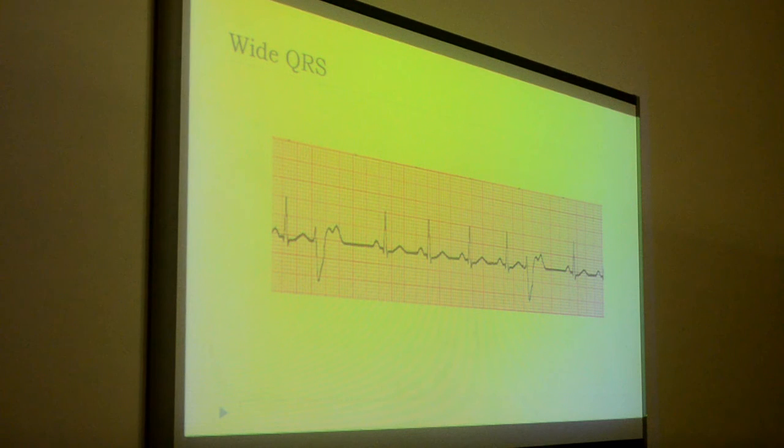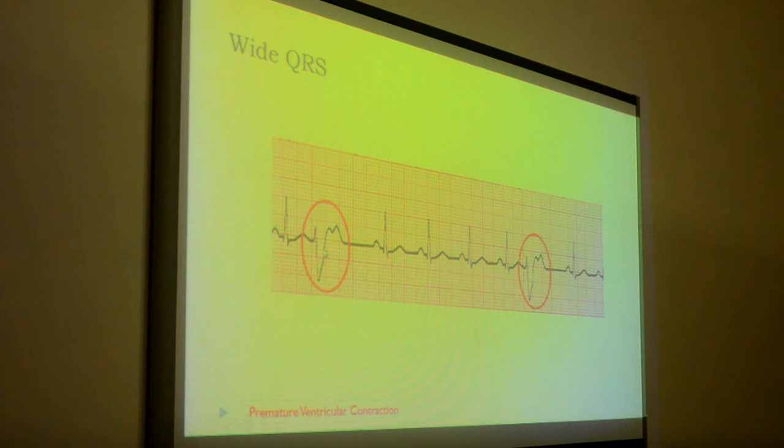What do we call this condition? A block? No, not a block. This is the ventricle firing before it should be. It could be a ventricular contraction. It's premature ventricular contraction. Basically, the ventricle is firing by itself prematurely. And this is probably why.